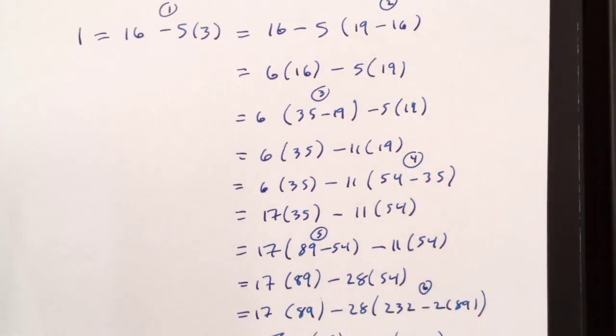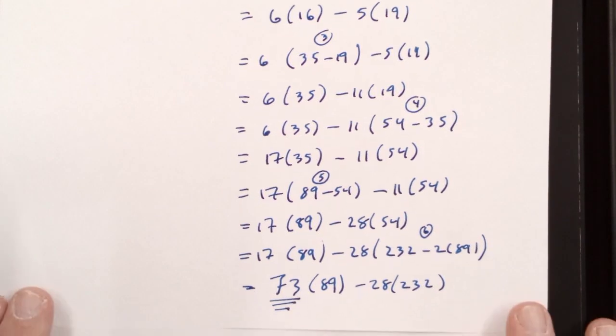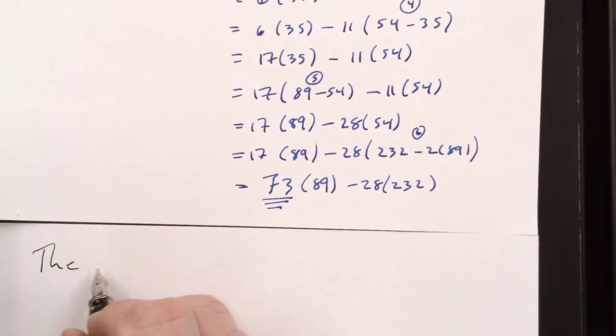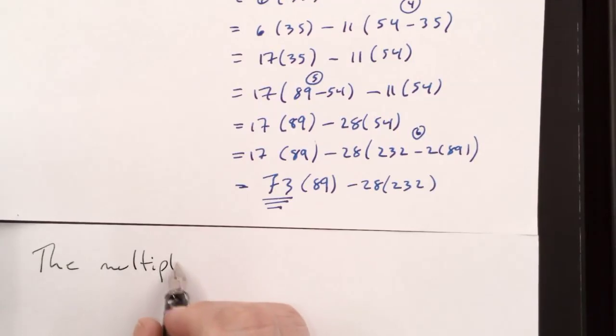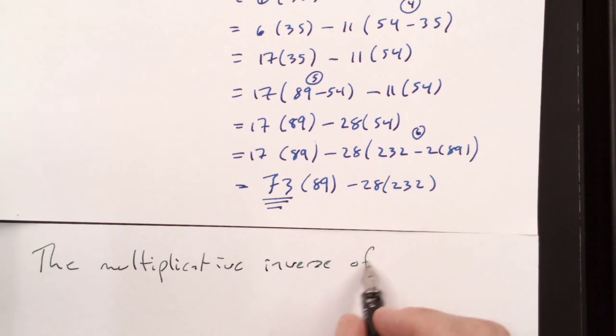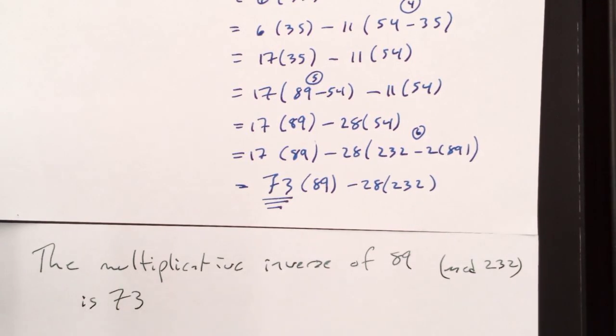way down here. And lo and behold, the number next to my 89 is a 73. And that means that the multiplicative inverse of 89 in the mod 232 universe is 73.